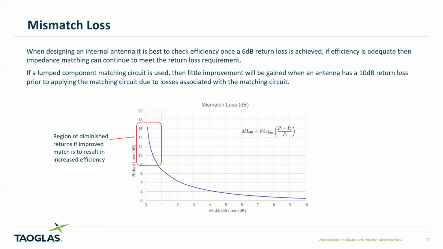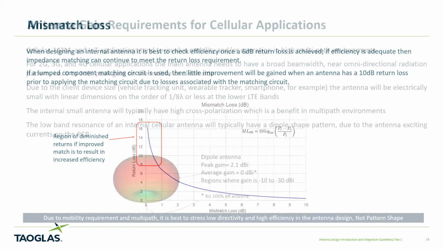And if you need to implement a matching circuit, say a passive matching circuit with L's and C's, and you've already got an 8 to 10 dB return loss, you're probably going to bring in an equivalent amount of loss in your matching circuit as you would gain in efficiency by getting a better match. So in terms of better efficiency, that 8 to 10 dB return loss definitely puts you at a point of diminished benefit.